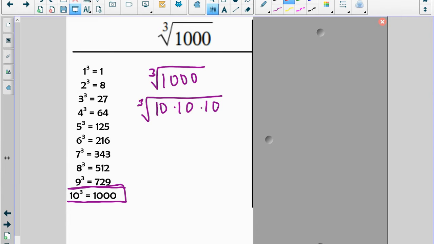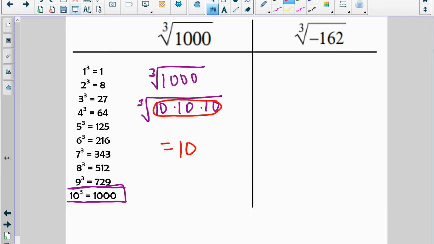Remember when we simplified radicals way back? I think it was day 1 in this unit. We said if you had 2 of the same thing in a square root, you could simplify it because it represented a perfect square. Well, in cube roots, because our index is 3, I need to make sure that I have the same factor 3 times when I simplify that. So the cube root of 1,000 is just 10.